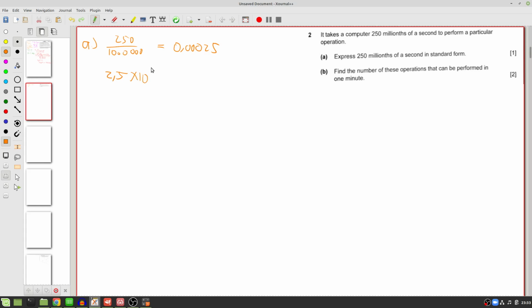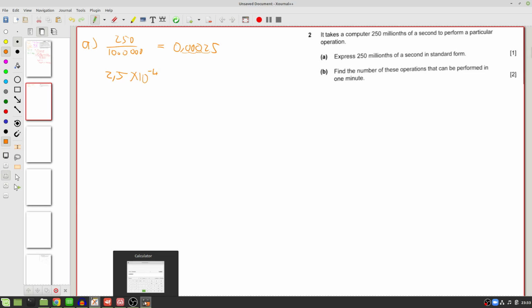and now we have to figure out what exponent should come here. Now, from this value, how would we have to move the decimal to make it look like that? Well, we'd have to move it from here 1, 2, 3, 4 to the left. So that's why this is 2.5 times 10 to the power of negative 4.